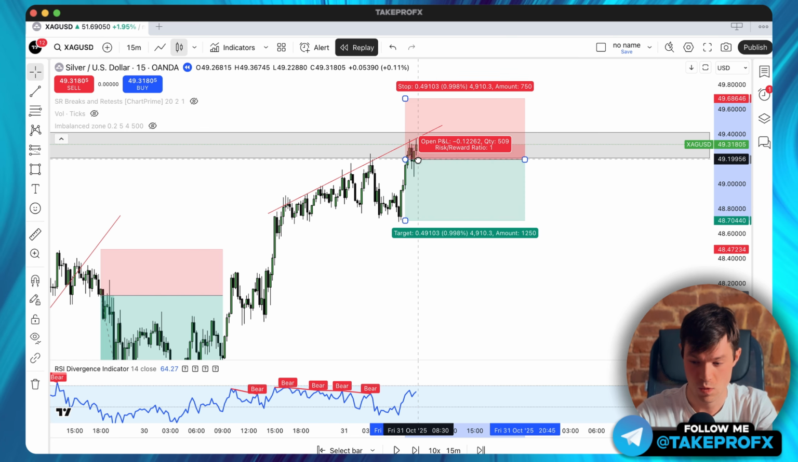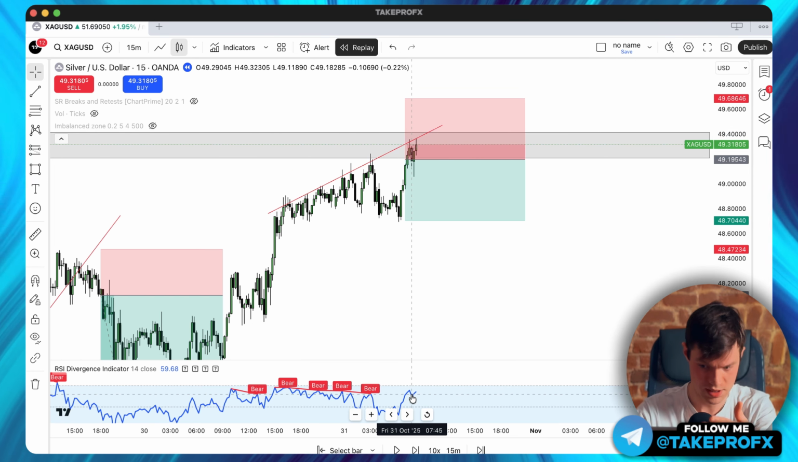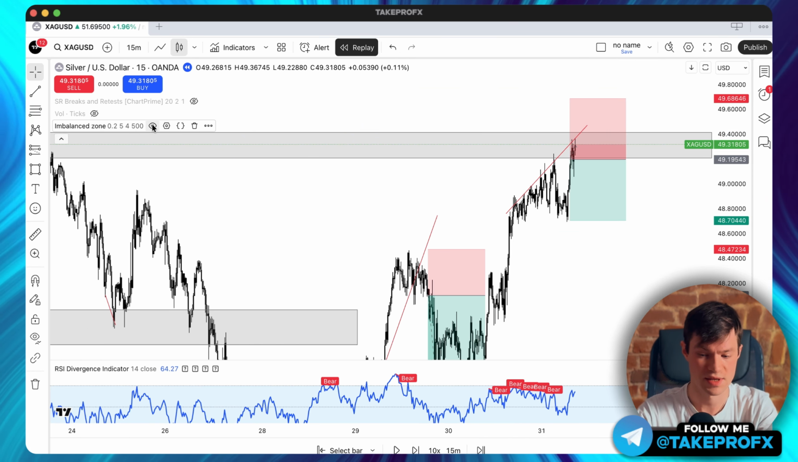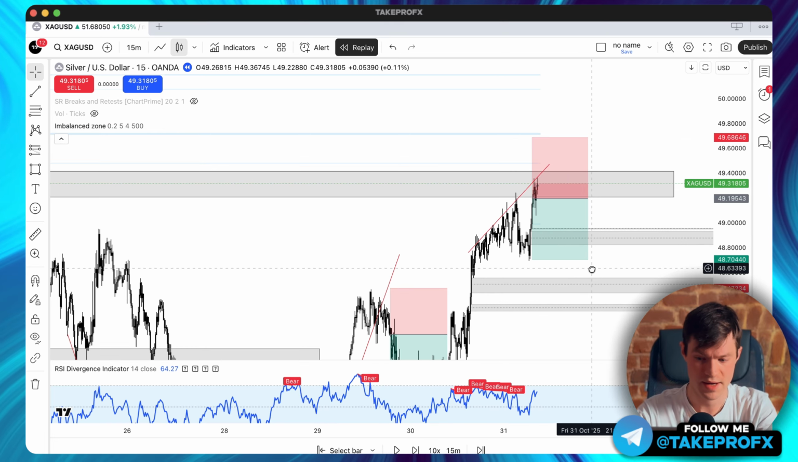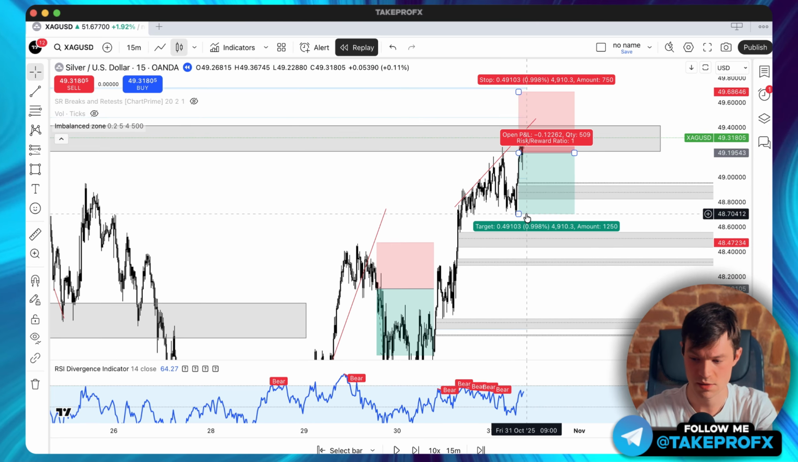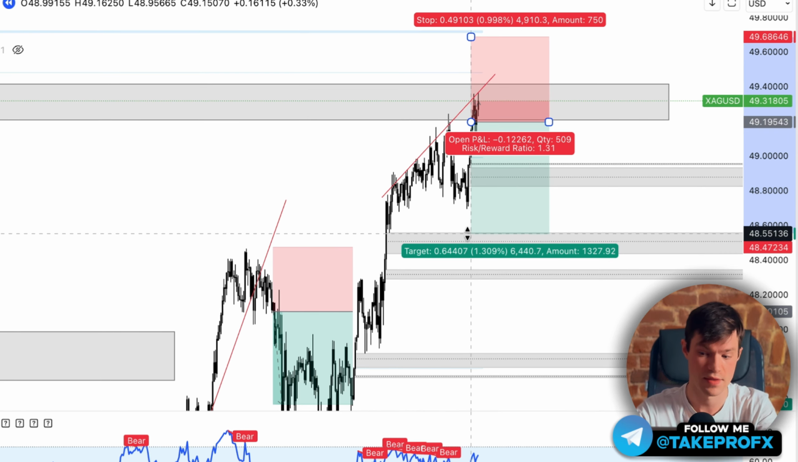So we will open a position here. Well, let's say we open it right here. As you can see, our decline is still ongoing. I connect the imbalance zone to my trading and realize that my take profit is at this level.